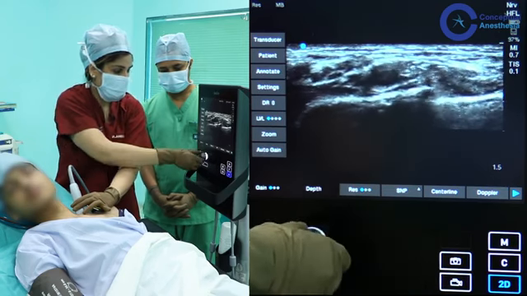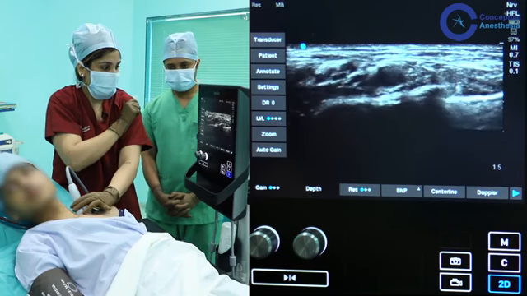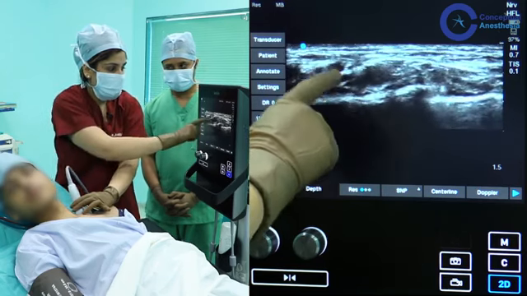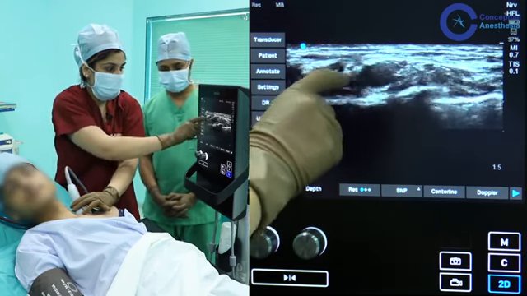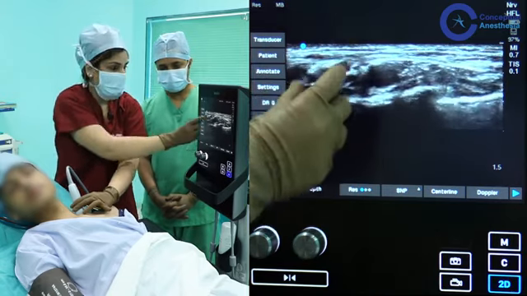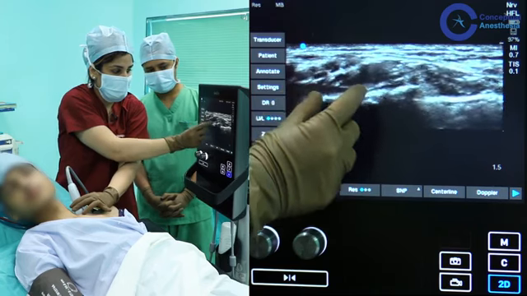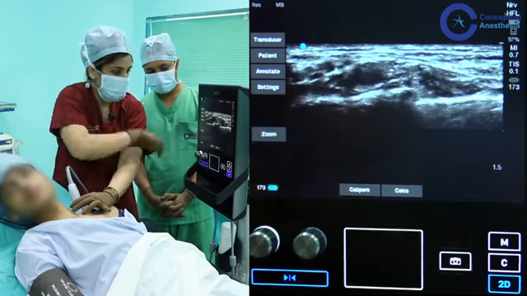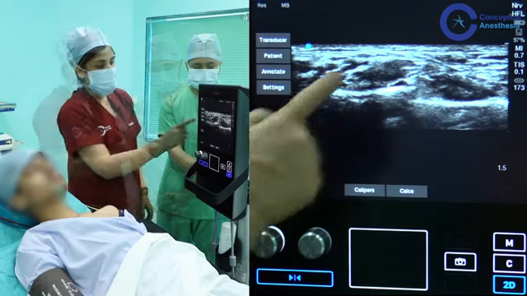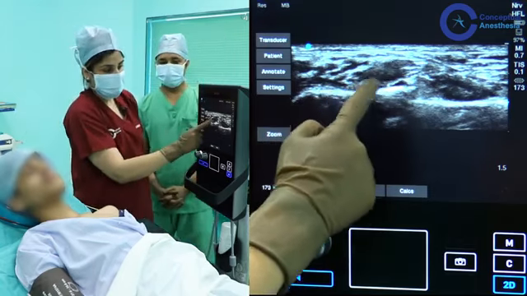Okay, so this is the maximum depth that can be decreased. These hypoechoic nerves are arranged in a bunch, but they are divided into upper trunk, middle trunk and lower trunk. I will freeze the picture over here.